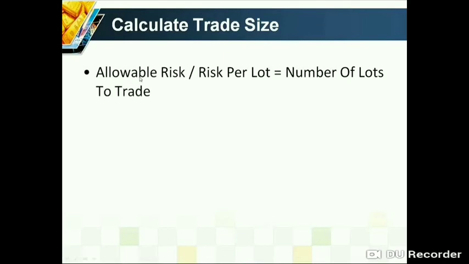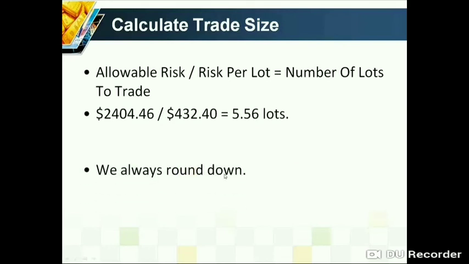So then we can calculate a trade size. That's quite easy to do. We just go allowable risk divided by risk per lot equals the number of lots to trade. So we calculated 2404.46 is what we're allowed to risk, and we calculated that we were risking $432.40 on every lot traded. So that means on this trade we could use 5.56 lots as a trade size.